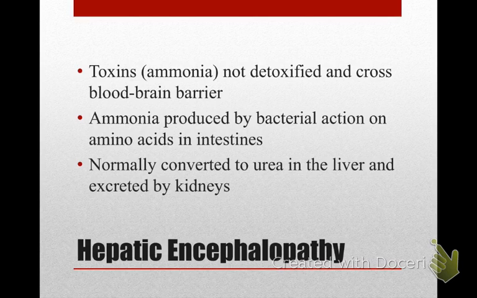All right, so I wanted to talk to y'all about hepatic encephalopathy. What is it? Your toxins or your ammonia is not detoxified by the liver, so then it can cross the blood-brain barrier. Ammonia can also be produced by bacterial action on the amino acids in the intestines. Normally it's converted to urea in the liver and excreted by the kidneys, but if your liver's not performing, it may or may not do this for you.